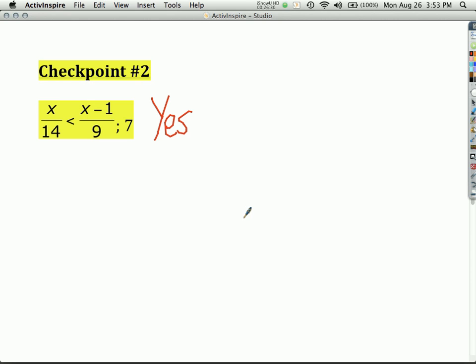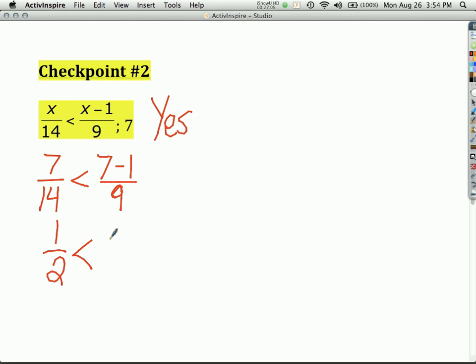So let's illustrate why. Plug in the 7 here, and you get 7/14. It's less than, and we get 7 minus 1 over 9. Could someone put 7/14 in simplest form for us? What is that in simplest form, Alyssa? Very good. That's 1/2. And so we're saying is 1/2 less than, and now 7 minus 1 is 6.